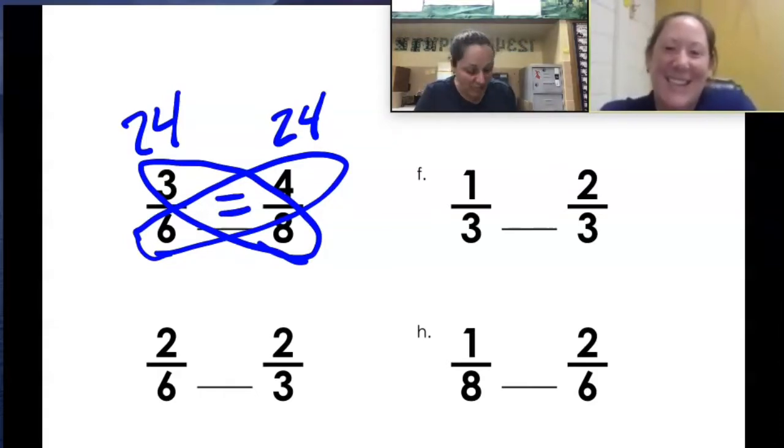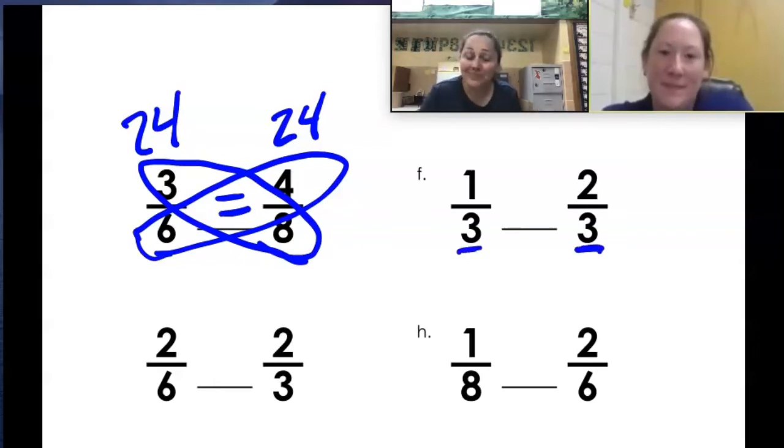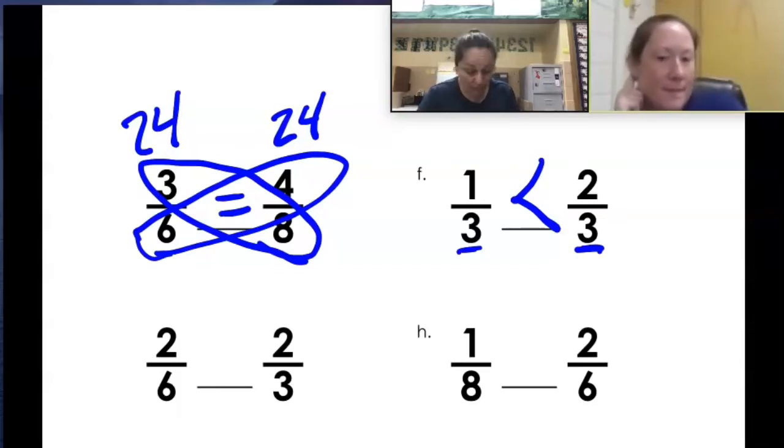Looking at my next one, I can clearly see because my denominators are the same, so I'd look at the numerator. 2. Is a 2 bigger than a 1? Darn tootin'. So I'm going to go without even multiplying across. I know which one's bigger. Now I look down here at the bottom. 2/6 and 2/3. I'm going to cross multiply that one and check that one out.